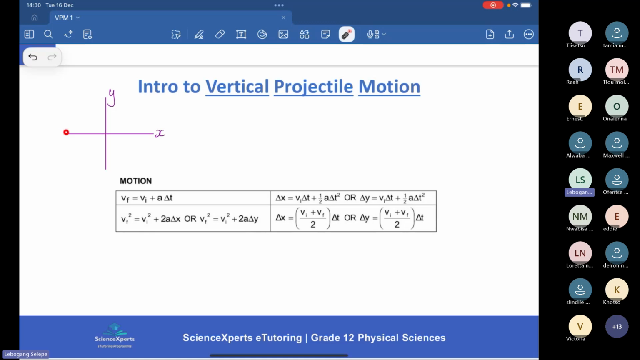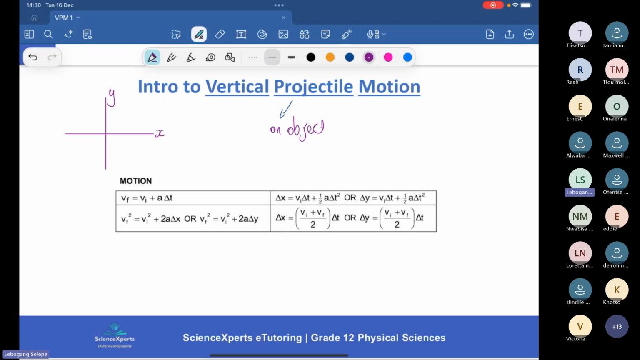You won't get a problem where an object is moving horizontally. If you do get an object that is moving horizontally, they would expect you to be able to solve it because you've already done it in grade 10, but they would just be integrating it. I'll show you a problem whereby they bring in an object that is moving horizontally. But most of the time, the objects are moving up or down. Then a projectile is basically an object under free fall.